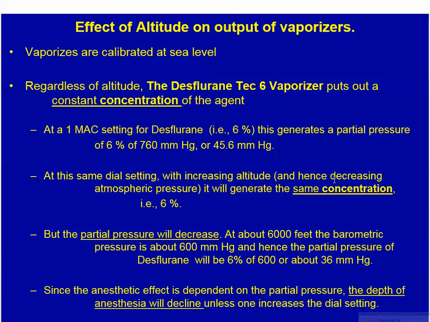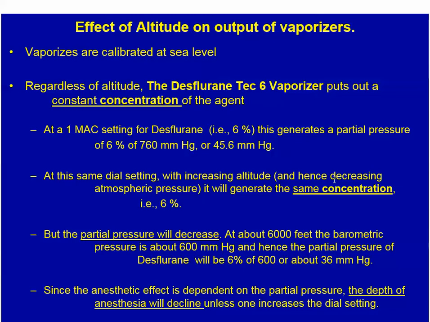On the other hand, the Desflurane vaporizer puts out a constant concentration of the agent. At a 1 MAC setting of Desflurane, in other words 6%, this generates a partial pressure of 6% of 760, or 45.6 millimeters of mercury. At this same dial setting, with increased altitude and hence decreasing atmospheric pressure, it will generate the same concentration, i.e. 6%. But the partial pressure will decrease.